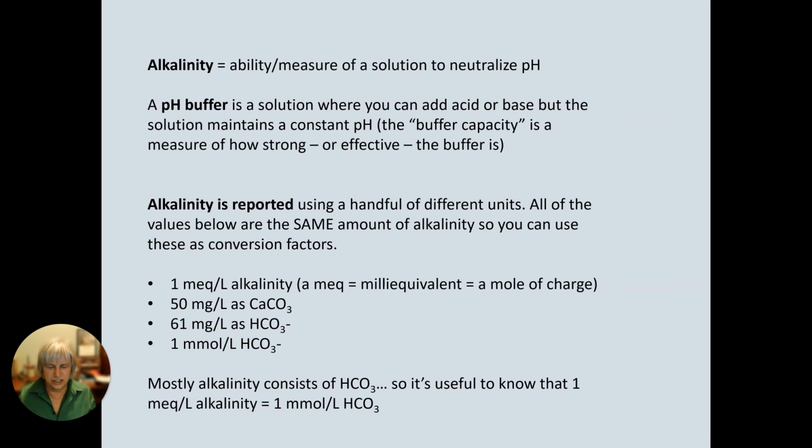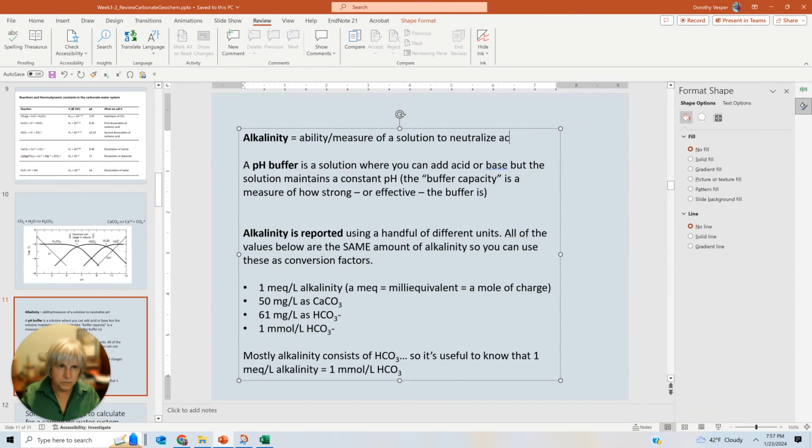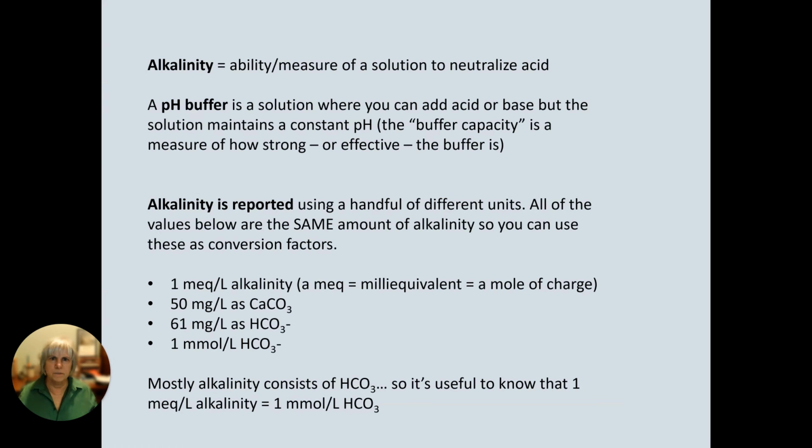Okay, a bunch of definitions here. I'm going to go through these pretty quickly because you have them defined in front of you, but I want to make sure we're clear on these. Alkalinity is defined in a number of different ways, but the easiest way is it's the measure of a solution's ability to neutralize an acid. The slide says neutralize pH. That's incorrect, so we're going to correct it right here.